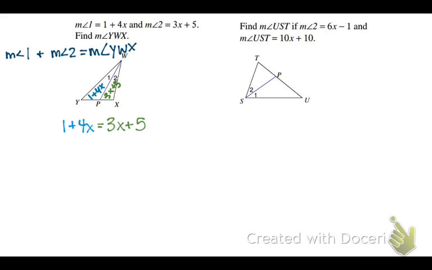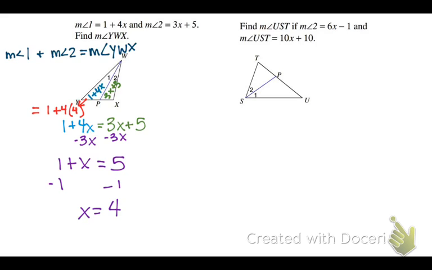What's my smaller x? 3x, so I'm going to move that. So 1 plus x equals 5. What do we do next? Subtract 1. X equals 4. Do I circle this answer? No. What do I need to do next? Plug it in. So the measure of angle 1 is equal to 1 plus 4 times x.